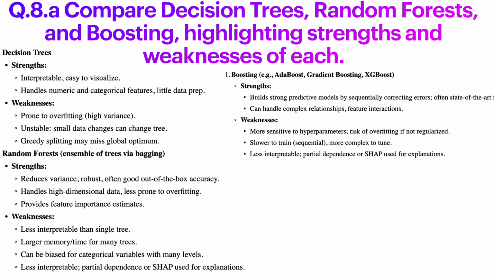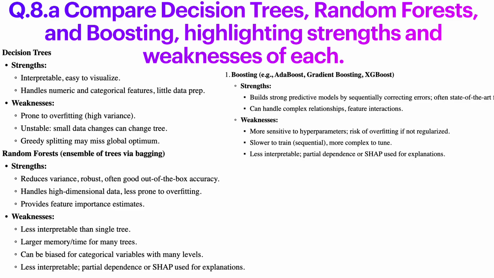Talking about the weaknesses of all these three: the decision tree is prone to overfitting. It is unstable; small changes can change the entire tree. Greedy splitting may miss the global optimum. Random forest is less interpretable than a single tree. Obviously, it will not be that visually appealing.